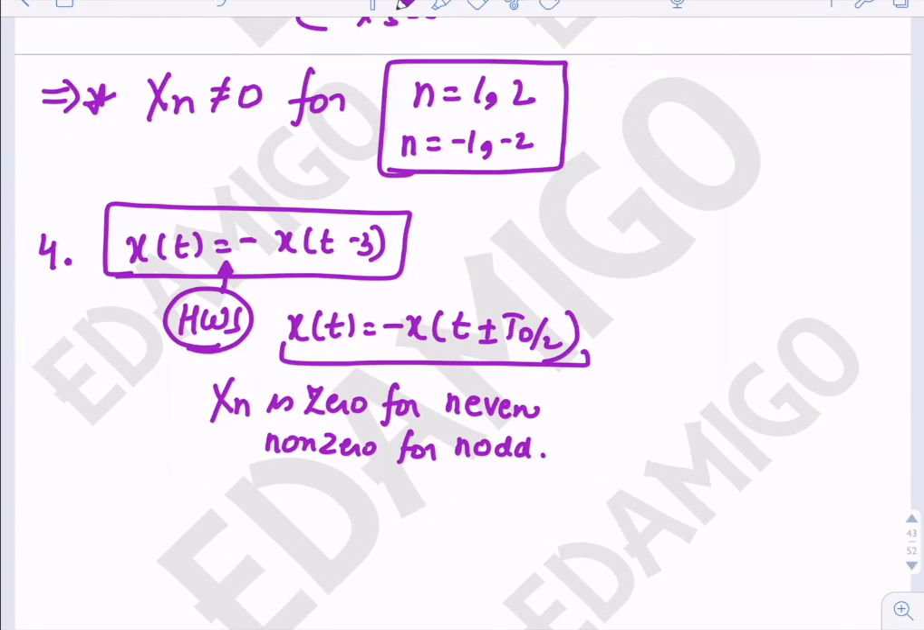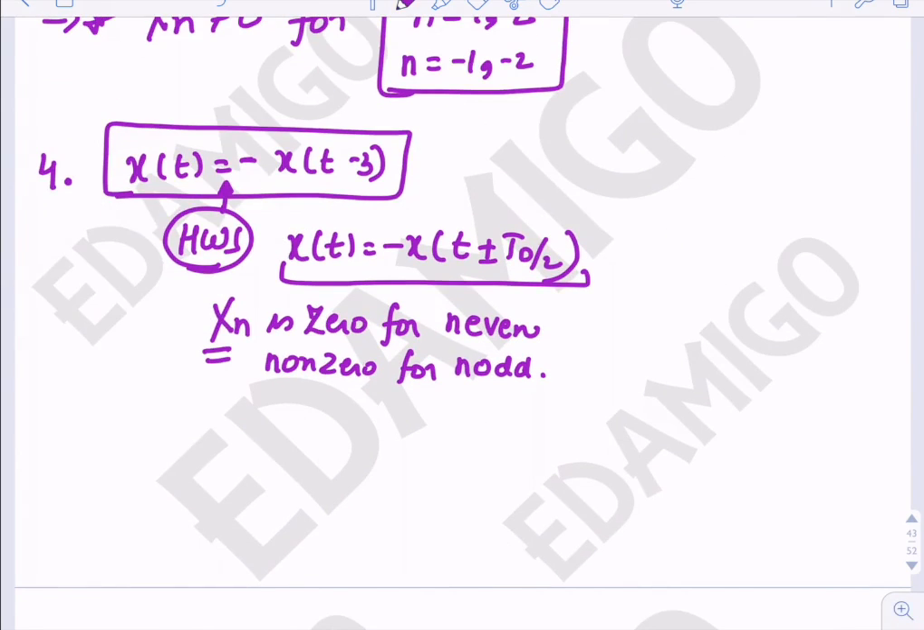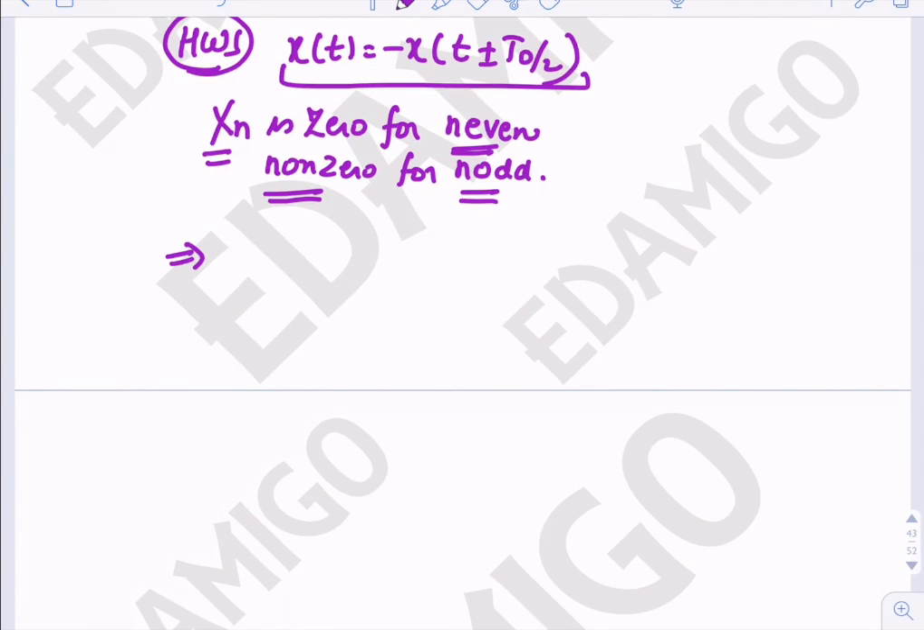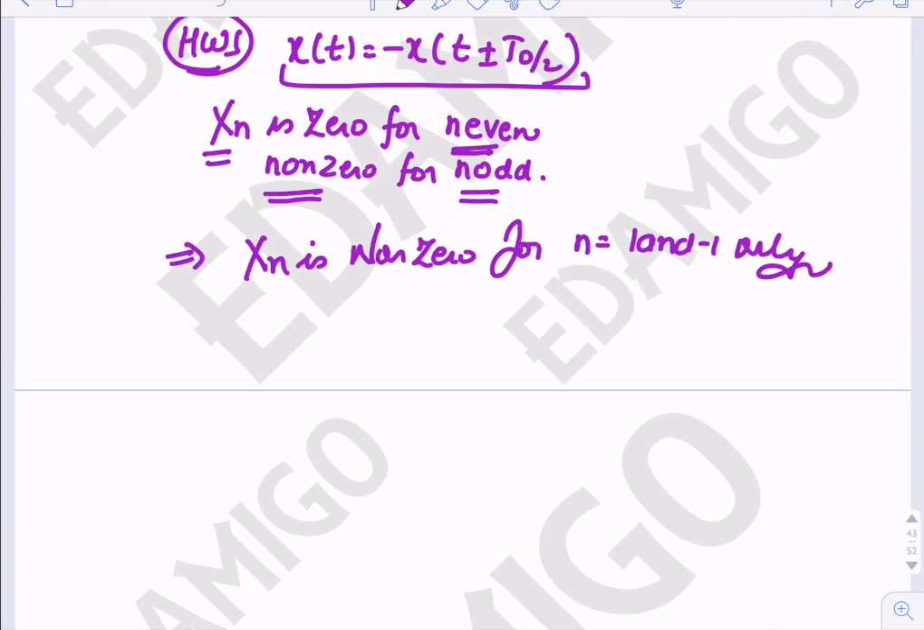From the fourth property, since x[n] is 0 for n even and x[n] is non-zero for n odd, this implies that x[n] is non-zero for n equals 1 and minus 1 only. And what will be the relationship between 1 and minus 1? x[1] is equal to x[-1] conjugate because x(t) is real. So this is the fourth property that we have proved.